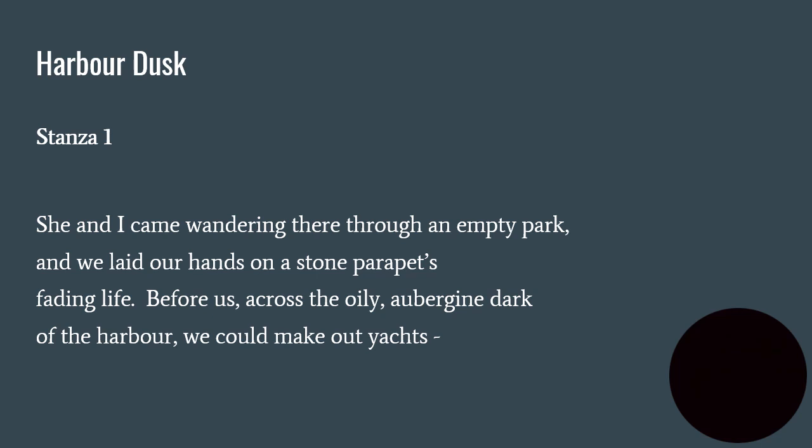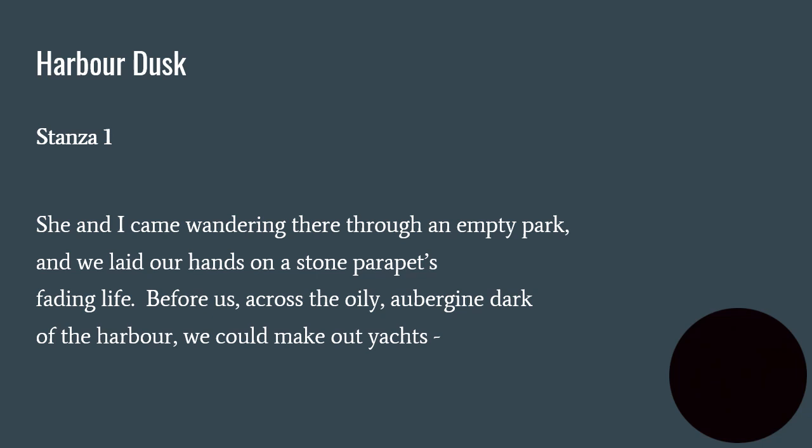And before us, across the oily aubergine dark of the harbour, we could make out yachts. And again, colour is a motif used through the poem, and the accumulation of the adjectives oily, aubergine and dark link to the title of the poem. This creates the impression of a dark but glistening harbour, something that is beautiful to see. So again, Gray uses interesting choices in nouns as adjectives, like he did in Description of a Walk. We could make out yachts. Life, there's activity in the distance.